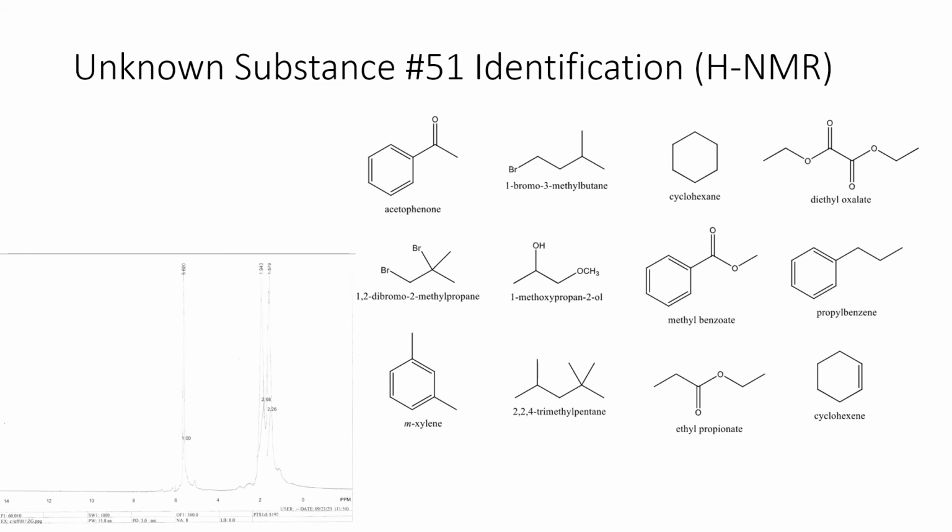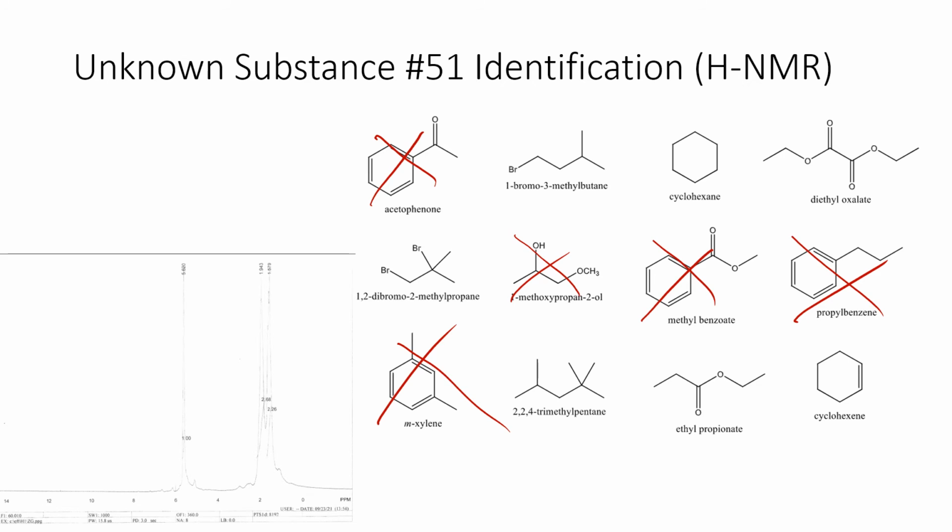These are the possible identifications for the unknown substance. Looking at the NMR spectroscopy, there is no evidence to suggest there is an aromatic compound present. This eliminates this molecule, this molecule, this molecule, and this molecule. There is also no evidence to suggest the substance is a carboxylic acid. This eliminates this molecule.